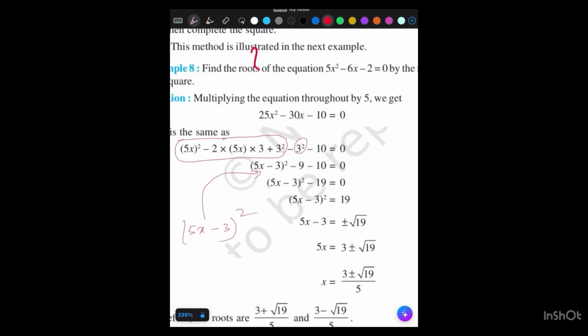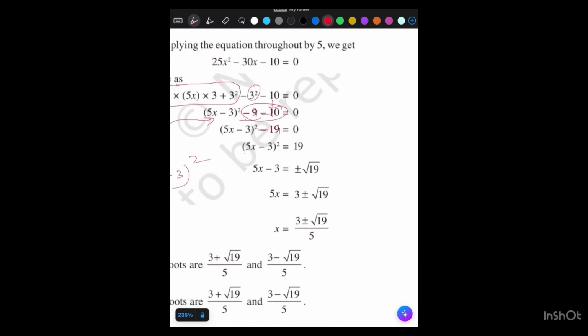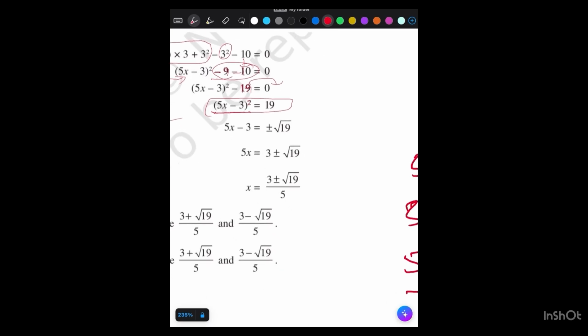So what will happen to its square? This is 9. So minus 10 it will come here. Minus 9 minus 10. What will happen? Minus 19. So we are having 5x minus 3 the whole square is equal to 19, because this minus 19, if it goes to the right side, it will become positive, right? So when this square goes to the right hand side, it will become square root. This is a basic normal thing in mathematics that you should know.